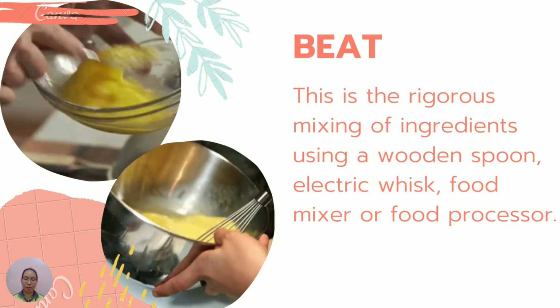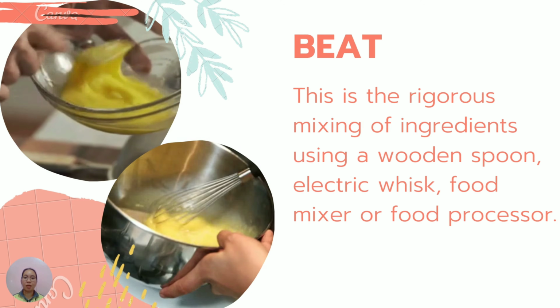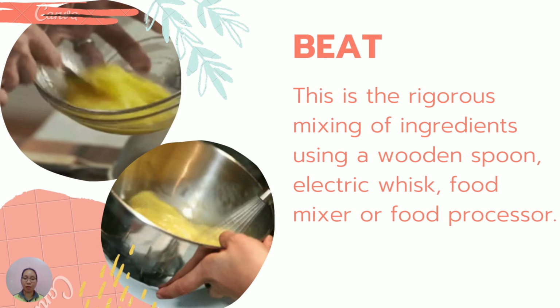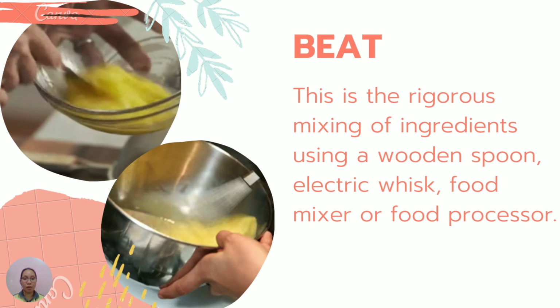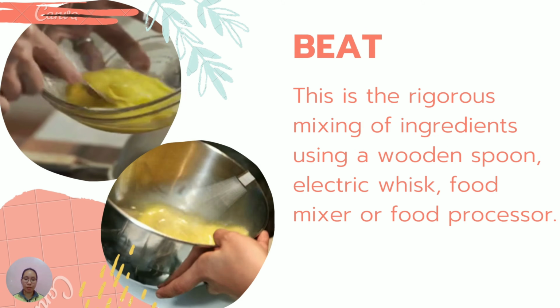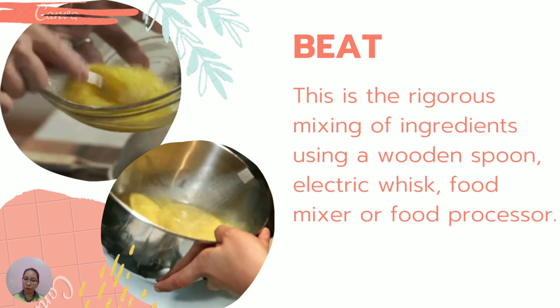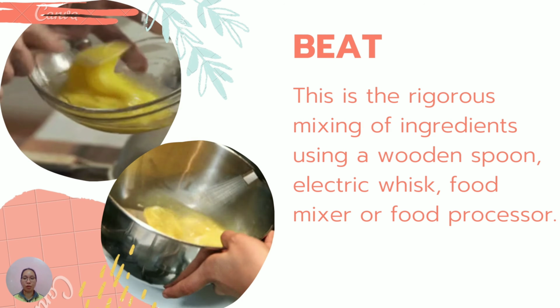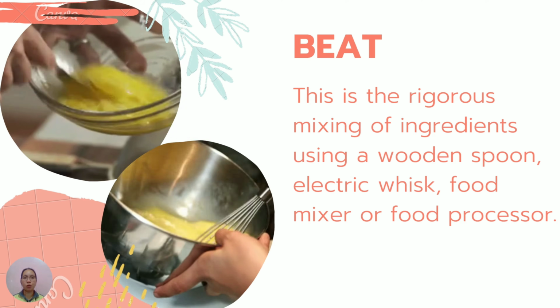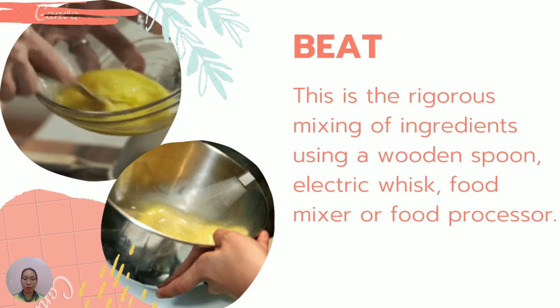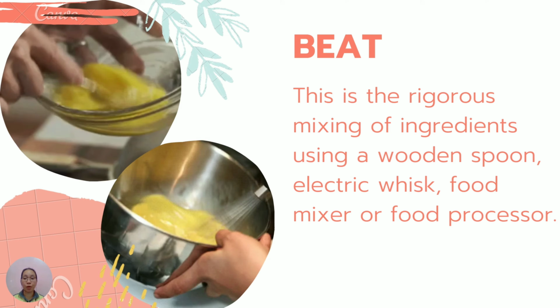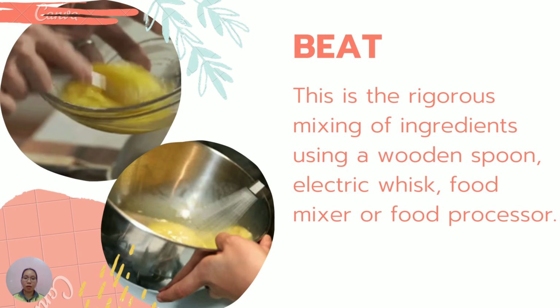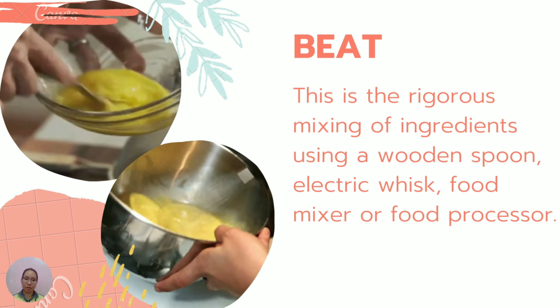Next, we have beat. This is the vigorous mixing of ingredients using a wooden spoon, electric mixer, electric whisk, food mixer, or food processor. The purpose is to thoroughly combine the ingredients and to incorporate air to make it light and fluffy.